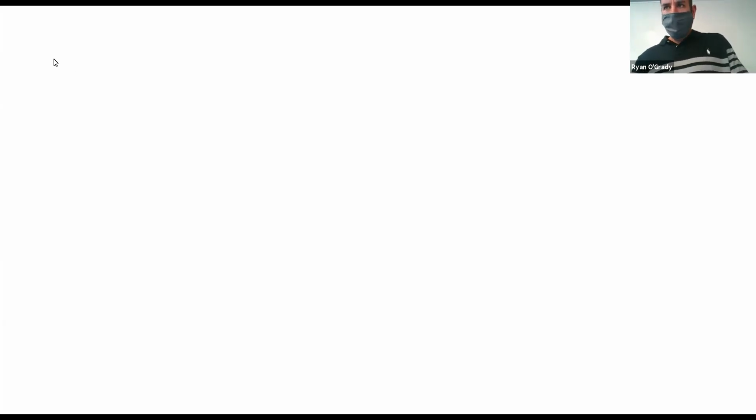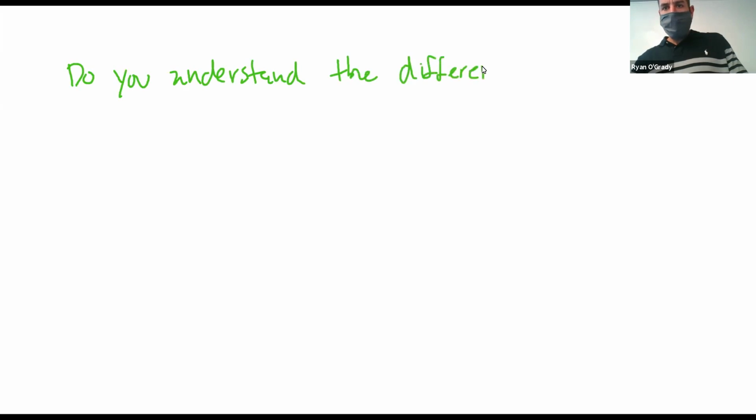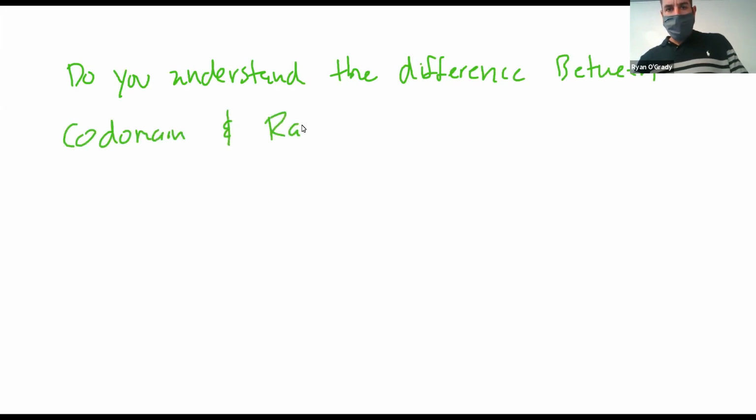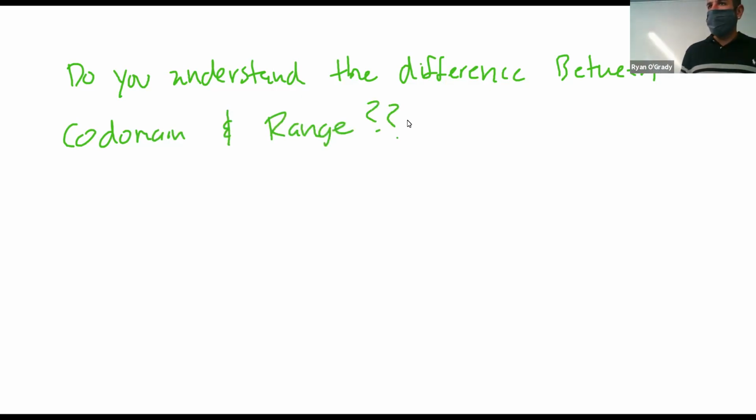Another question that you might want to ask yourself for these functions. Do you understand the difference between codomain and range? This is a very important thing. Do you understand it?